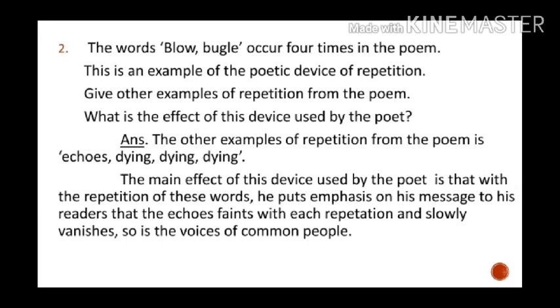Question number 2. The words blow bugle occur 4 times in the poem. This is an example of the poetic device of repetition. Give other examples of repetition from the poem. What is the effect of this device used by the poet? Answer. The other example of repetition from the poem is echoes dying, dying, dying.